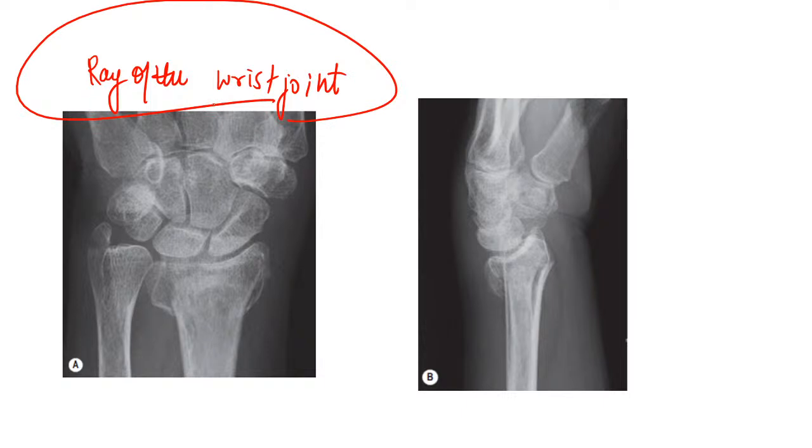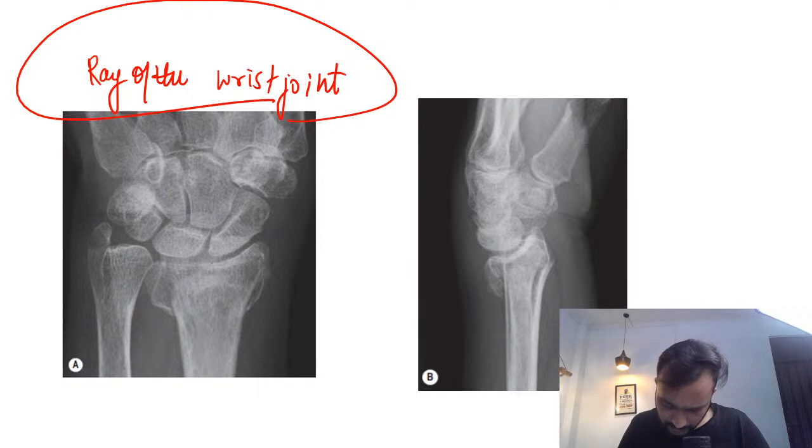Another x-ray of the wrist joint. What do you see in this x-ray of the wrist joint, guys? Anyone, who can tell me what are your observations for this x-ray? So let me tell you.